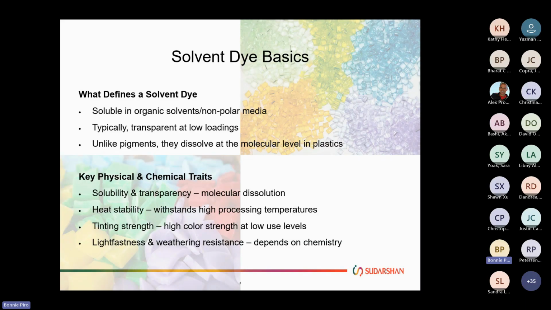Heat stability: they tend to be very good with higher processing temperatures, and again, this is a chemistry-related property. Strength: they're always going to have great strength, even at very low dosages, so you get that nice high strength as well as clean chroma and hue. Light fastness and weather fastness, just like in pigments, always depend on the chemistry used for that particular color and dye.